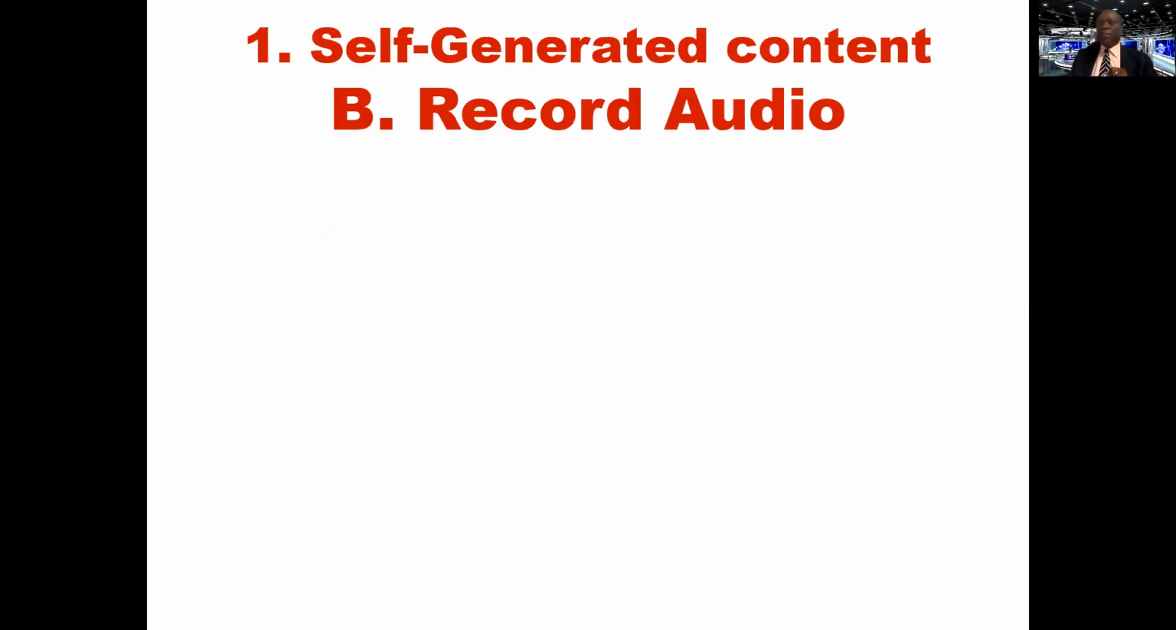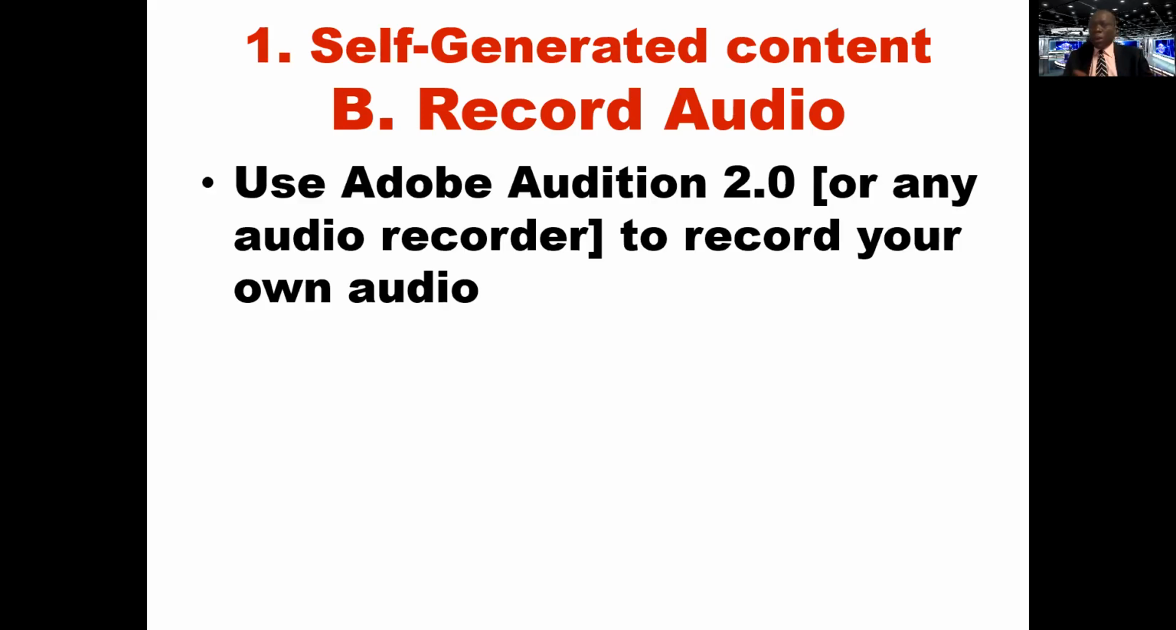Another way to write self-generated content is to record an audio. You can use Adobe Audition. Adobe Audition is free. Or on your phone, download audio recorder apps. There's plenty of them now. I have them on my phone.